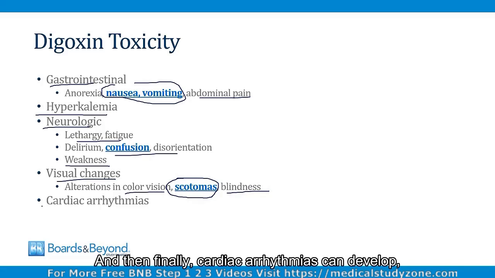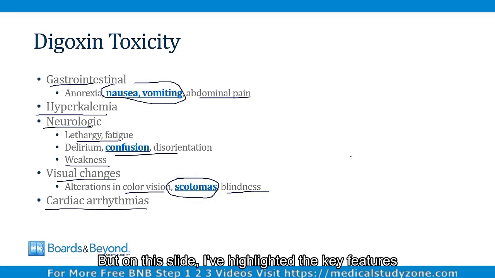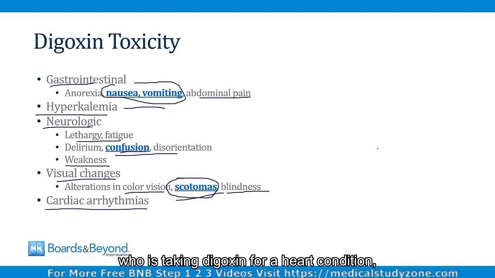And then finally, cardiac arrhythmias can develop, and I'll talk more about this in a minute. But on this slide, I've highlighted the key features to remember for dig toxicity: nausea, vomiting, confusion, and visual changes. If you see that triad of features in a patient who is taking digoxin for a heart condition, you should think that they are dig toxic.